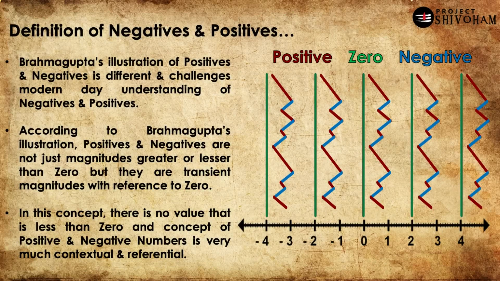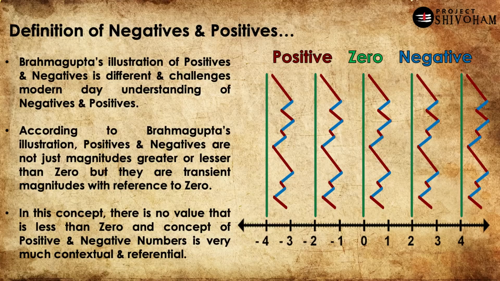So for you to think much deeper into this topic, I just left a couple of notes here. The first thing is Brahmagupta's illustration of positives and negatives is different and challenges the modern day understanding of negatives and positives. Towards the right, what you see here is the number line. Today we understand that -1, -2, -3 lie towards the left hand side of 0, which essentially means that the value is less than 0. And +1, +2, +3 is towards the right, which means it is greater than 0.